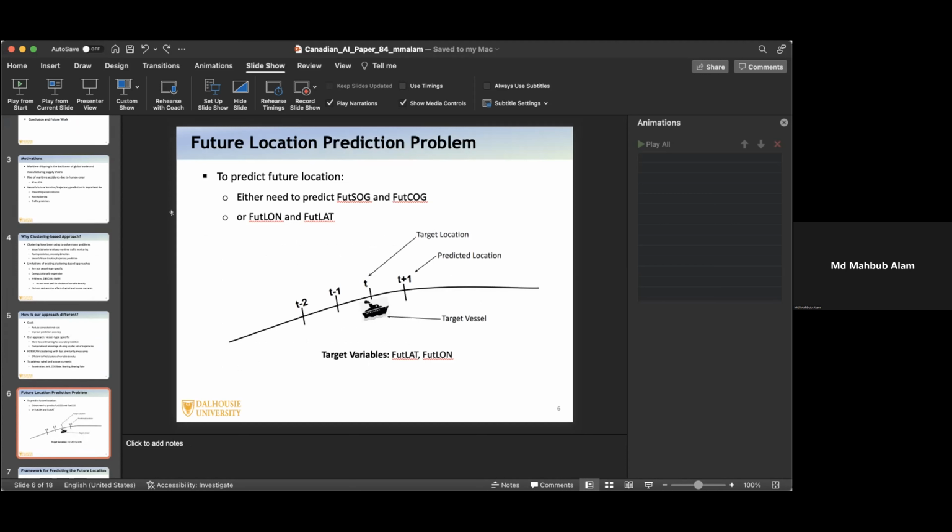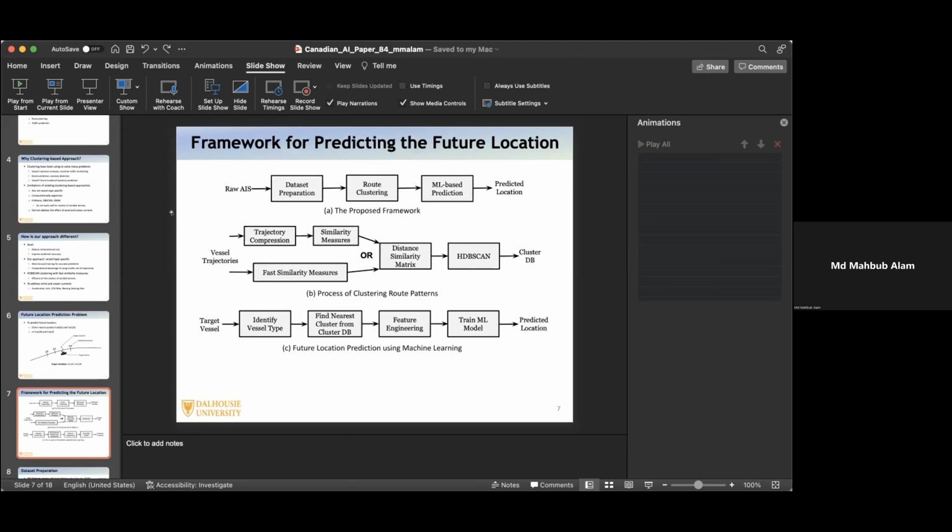To predict the future location, the point from which we predict is called the target location, and the predicted location at time t+1 is called the predicted location. To predict the future location, we can either predict future speed and course and then calculate the latitude and longitude, or we can predict the latitude and longitude directly. In our case, our two target variables are future latitude and longitude. So this is our prediction model.